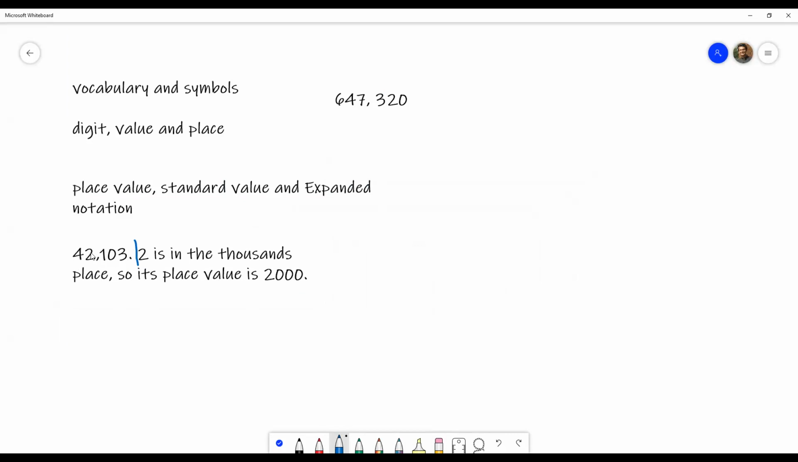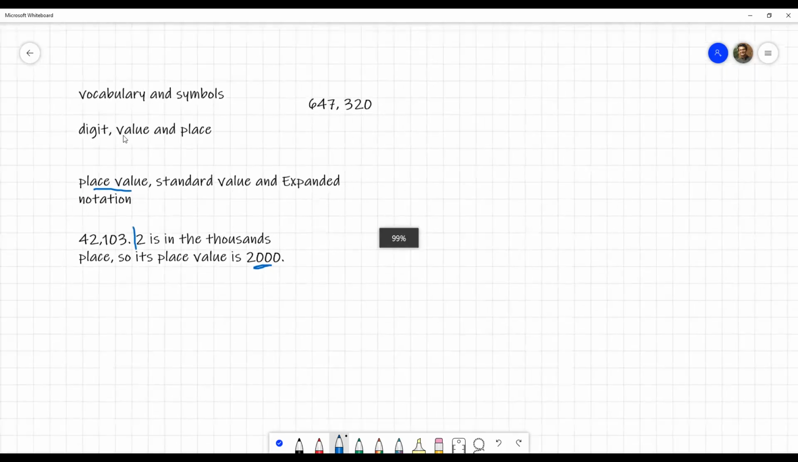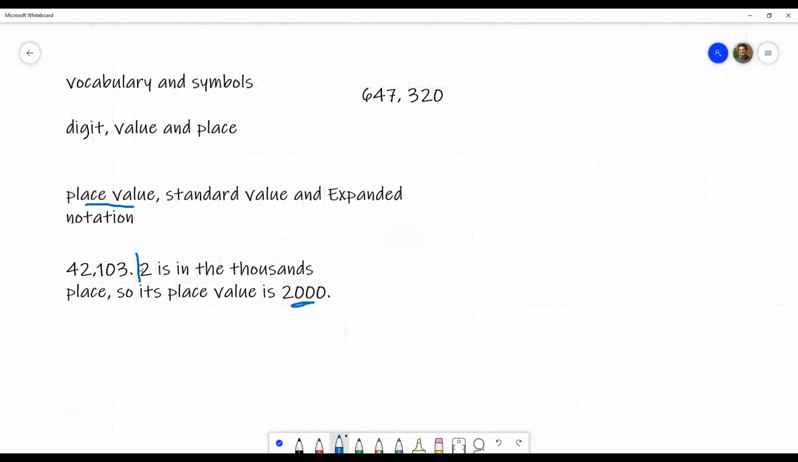So in 42,103, the 2 is in the thousands place, so its place value is 2,000. Correct. That's called place value. In the whole place value system that we are learning in the number system, the place value of 2 here is 1,000. That's why you multiply 2 with 1,000 and you get 2,000. Did you understand the place value here? Yes, sir. Okay, then let me remove it.